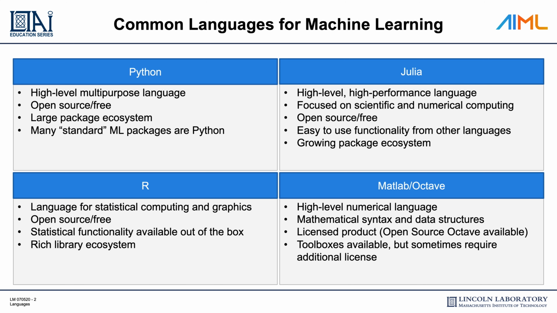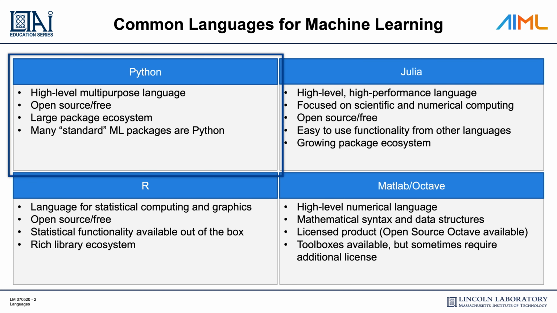The languages you see used the most for machine learning tasks are Python, Julia, MATLAB, and R. All of these languages are considered high-level languages and are meant to be readable and easy to write for their target communities. Python is a relatively mature language first developed in the early 90s. It is a high-level, multi-purpose language that is also used in many applications outside of machine learning. It is open source and free to use.